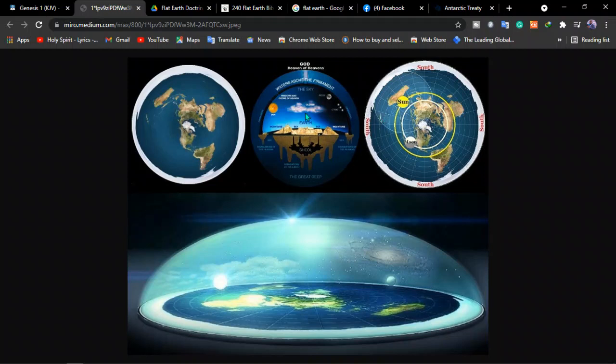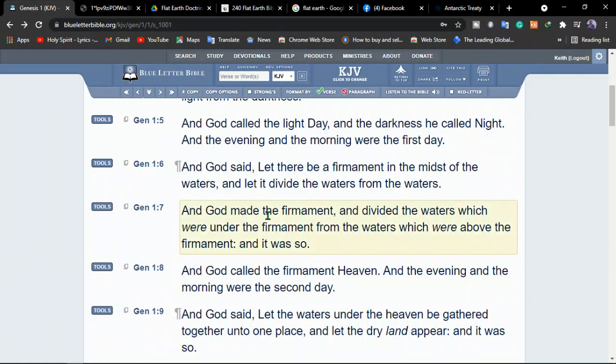I'm not talking about inside here, the earth. I'm talking about all these waters which are below. Below the earth, there is a lot of water. And above the earth, there is a lot of water. All right? So that's what God divided. The waters which are under the firmament from the waters which were above the firmament. And it was so. And God called the firmament heaven.